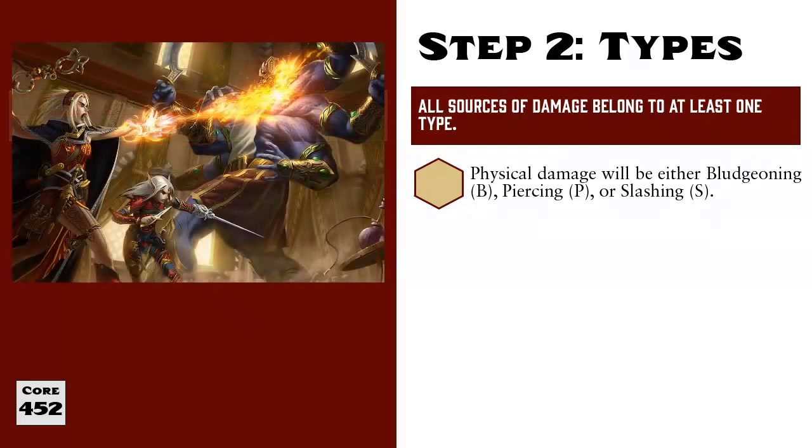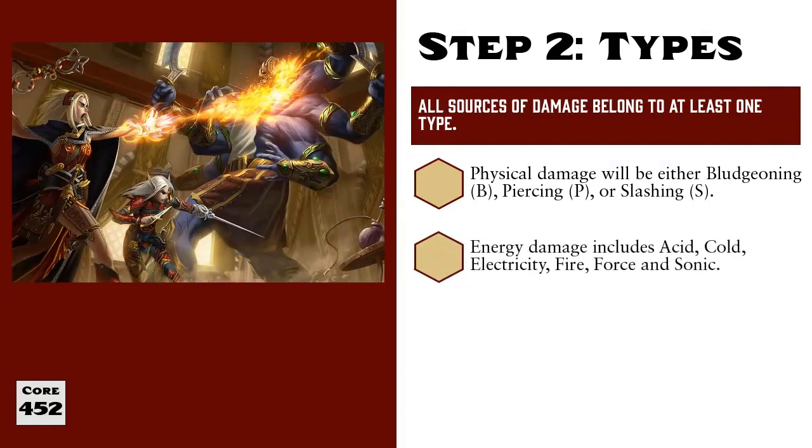Energy damage works much the same way, with acid, cold, electricity, fire, force, and sonic damage. So if that warhammer I was just mentioning was a flaming warhammer, it might deal 6 points of bludgeoning damage and 4 points of fire damage. It's important to keep those separate rather than simply saying you hit the skeleton for 10 points of damage. And you'll see why it's important to keep those 2 damage pools separate when we get into step 3.